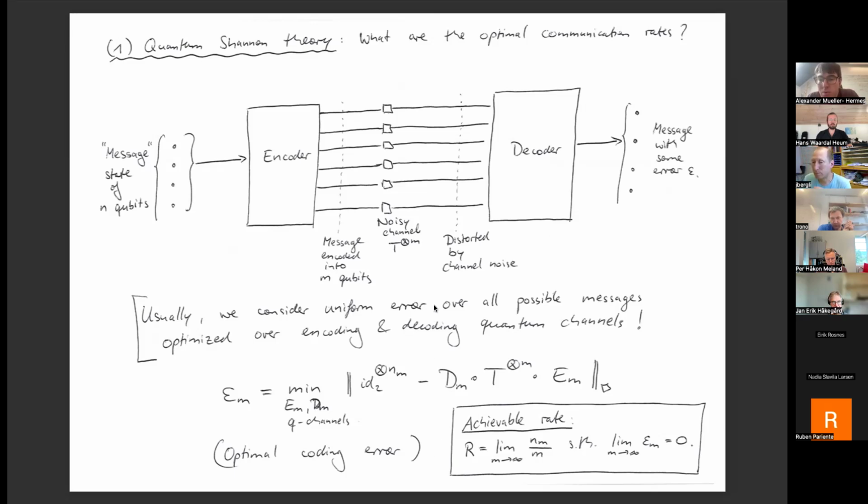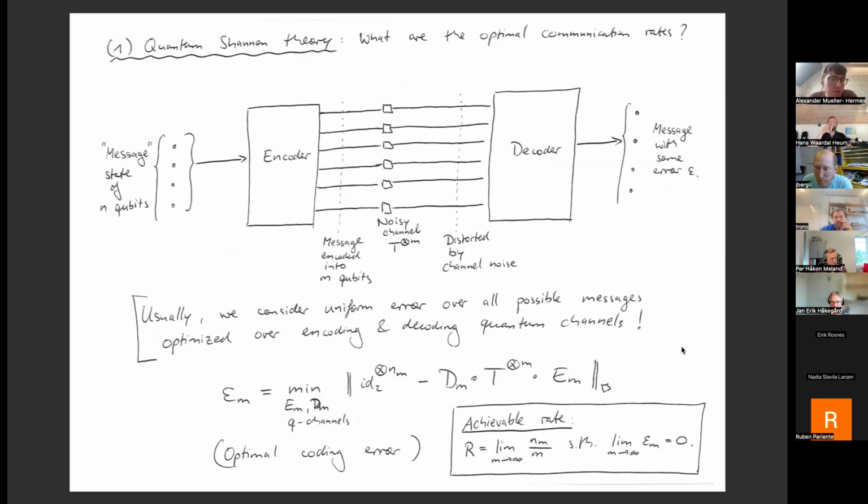And now in quantum Shannon theory, what we do is we take the asymptotic limit of the number of channel uses going to infinity. In this asymptotic limit, I can then compare the number of qubits that I can send, the n occurring in the tensor exponent of this identity channel here, to the number of channel uses that I have used. And this limit is called an achievable rate if this optimal communication error goes to 0. So this is the setting that we are in, and we would like to know these achievable rates that you can get.